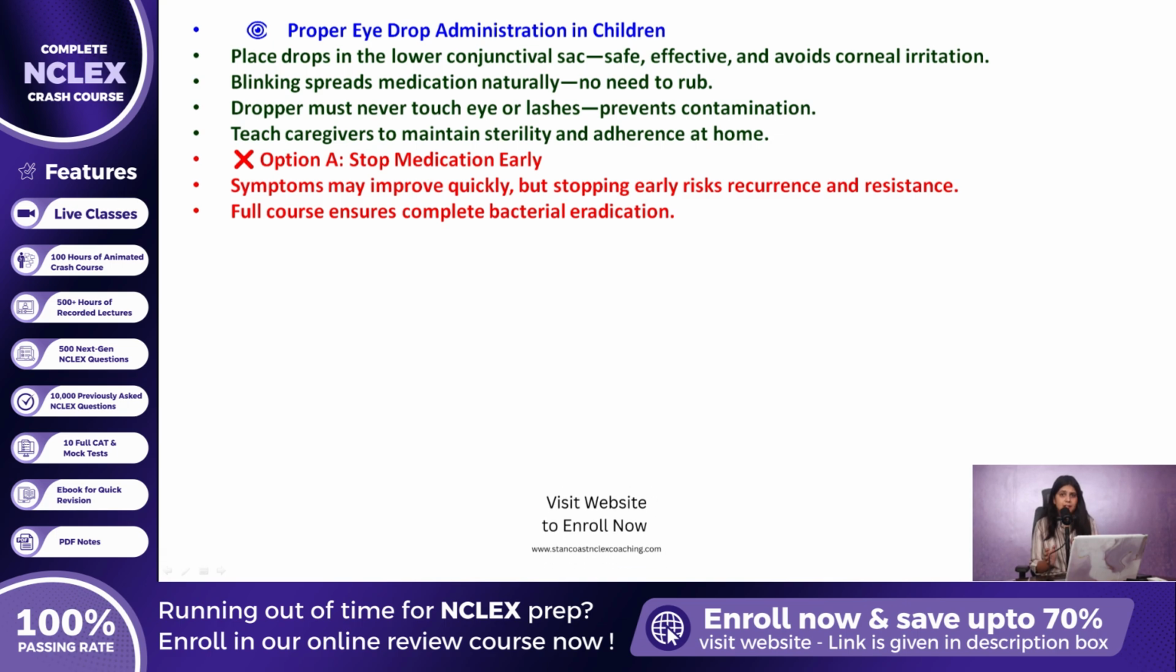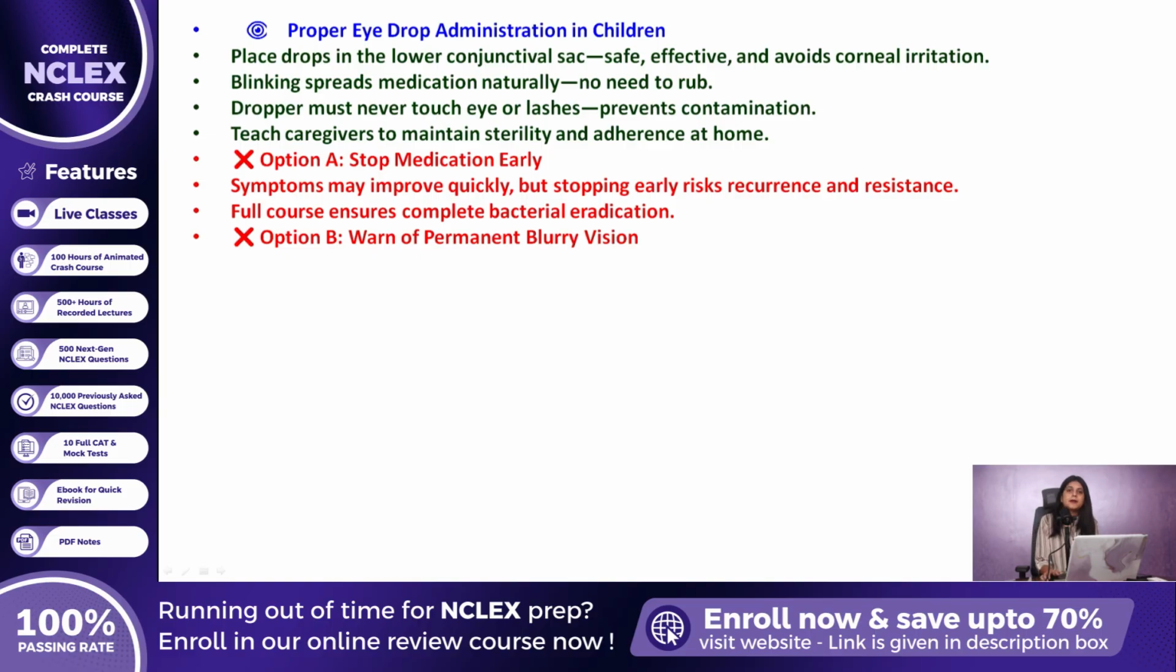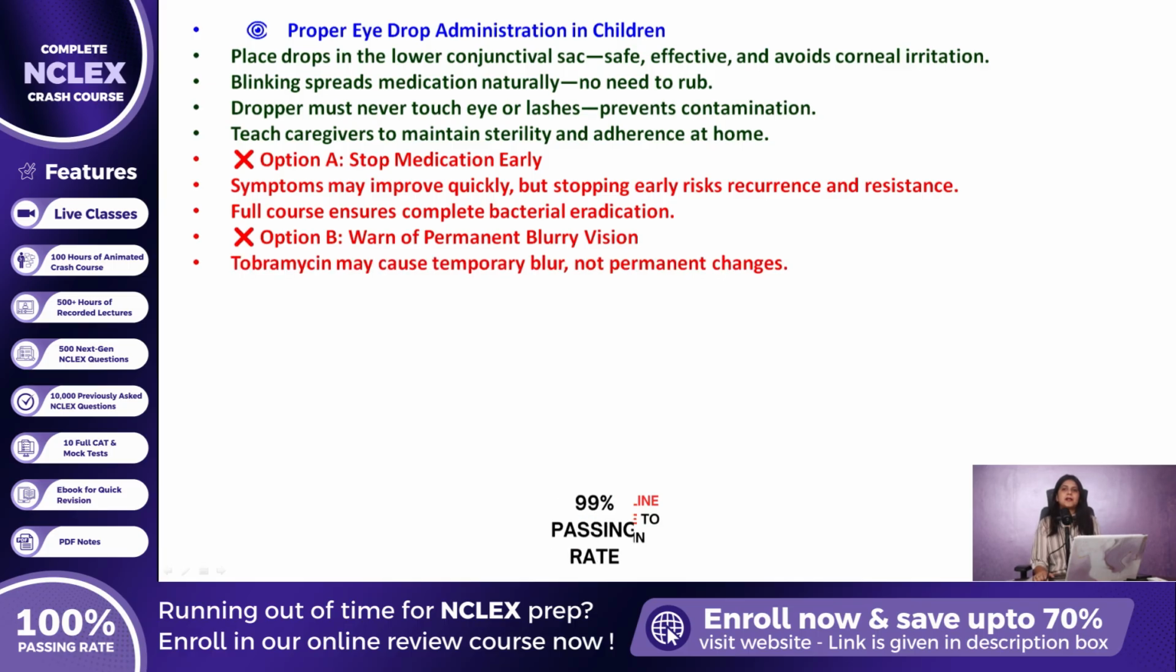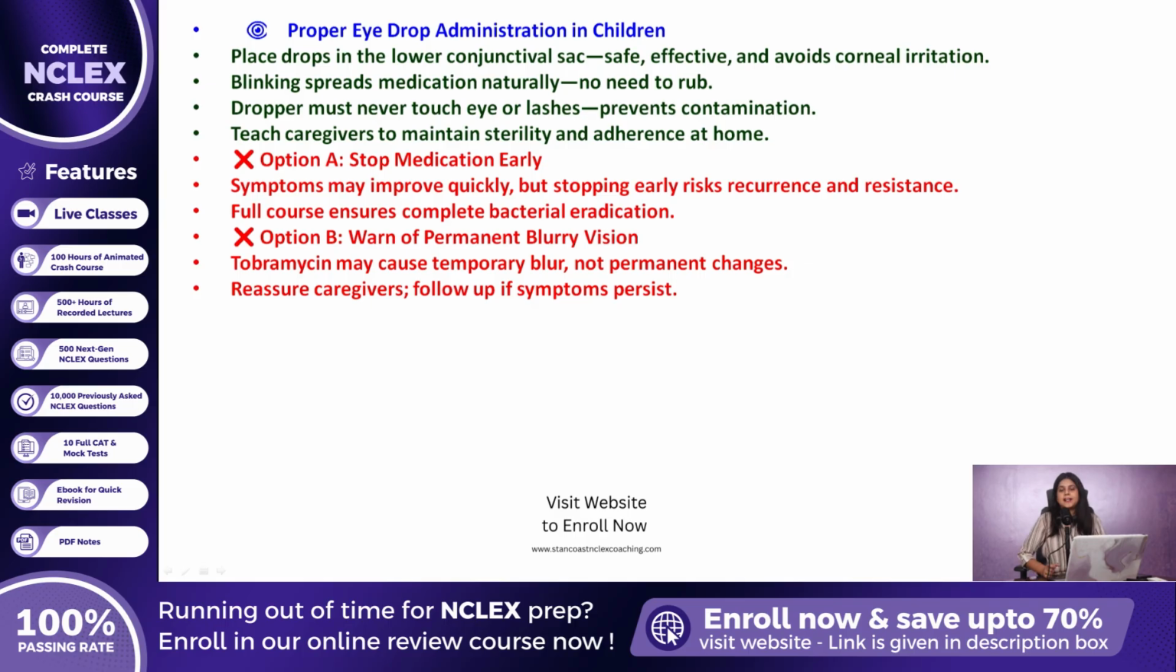Shifting over to option B, this statement is not only inaccurate but also fear-inducing. Tobramycin may cause temporary blurriness right after administration, especially with thicker formulations or ointments, but it does not cause permanent vision changes. Telling a caregiver to expect permanent blurriness could create unnecessary worry and lead to poor adherence. Instead, reassure them that any visual disturbance should clear within a few minutes, and if it does not, they should follow up with the healthcare provider.